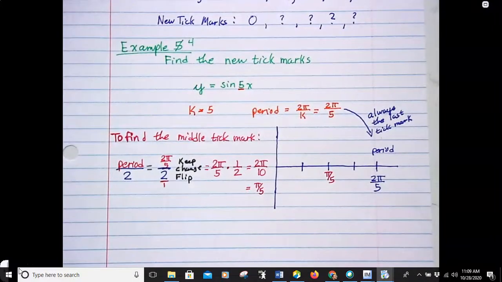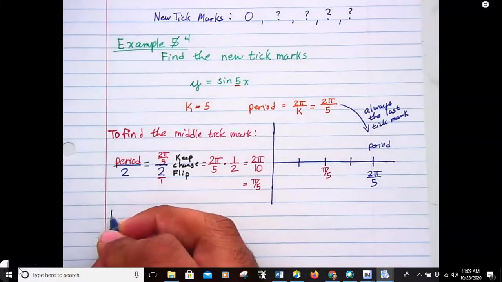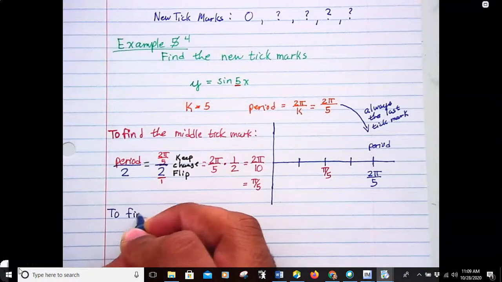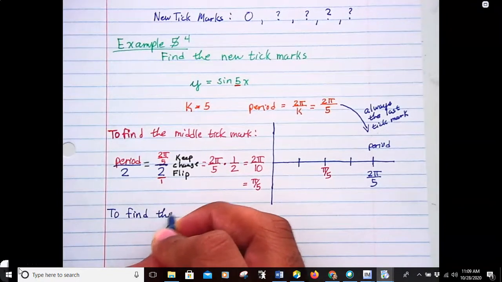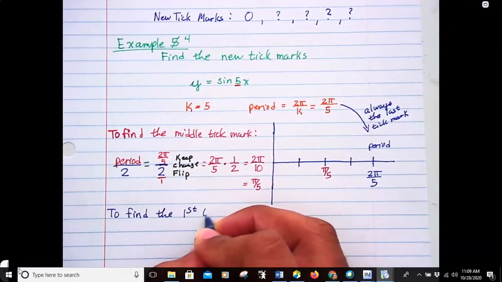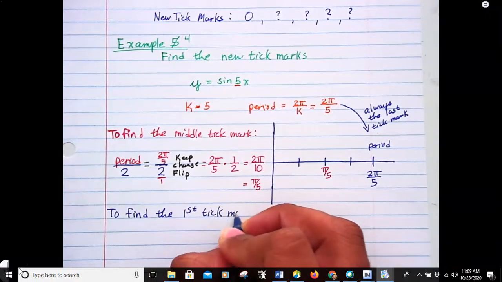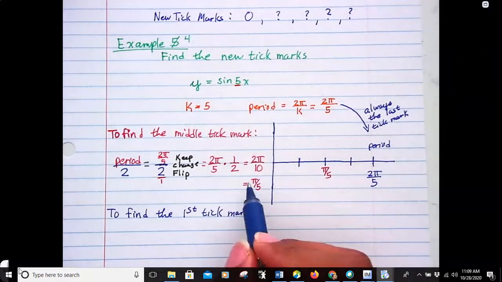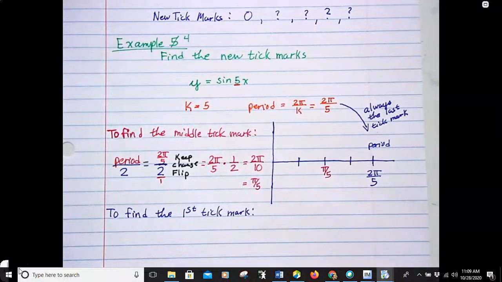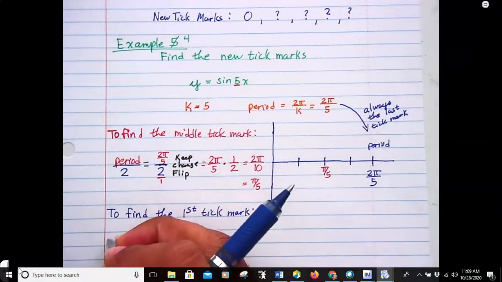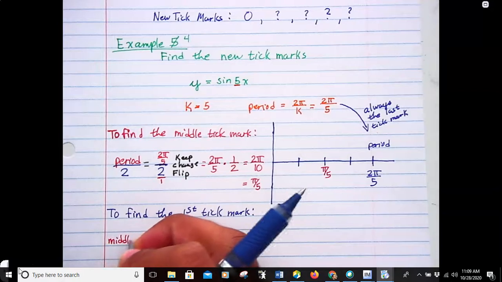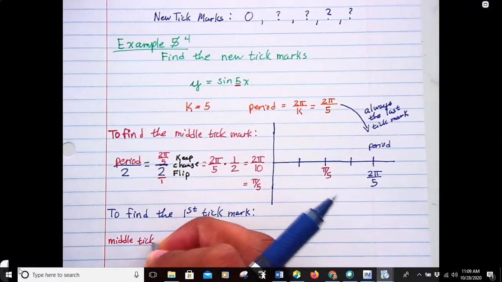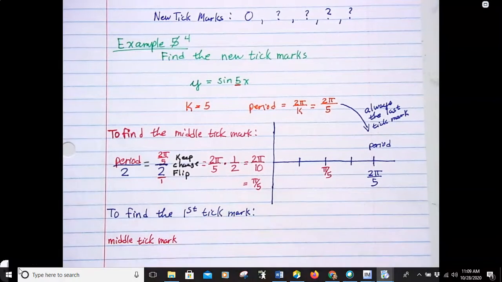All right, so again, you might say this is kind of weird, but to find our first tick mark, we're kind of working backwards a little bit. We're going to take the answer we just got and divide it by 2. It's always divided by 2. So here again, we're going to take the middle tick mark and divide it by 2.